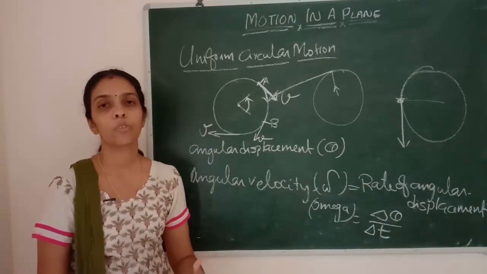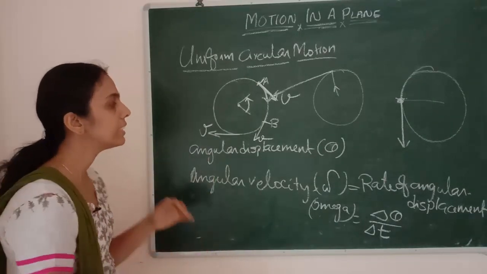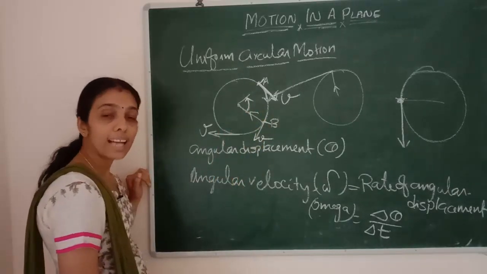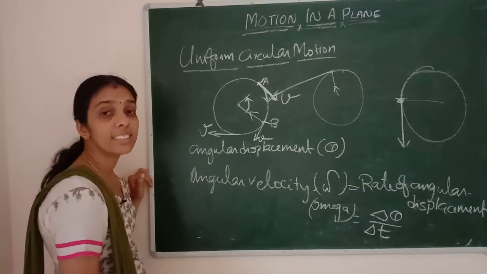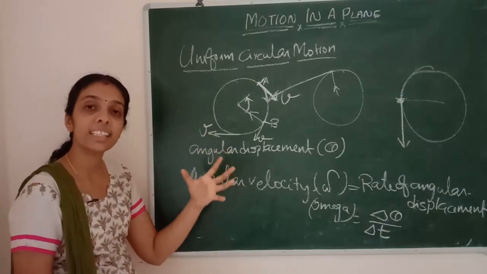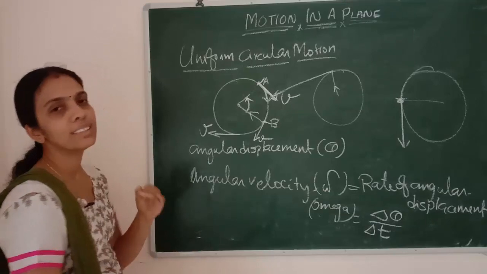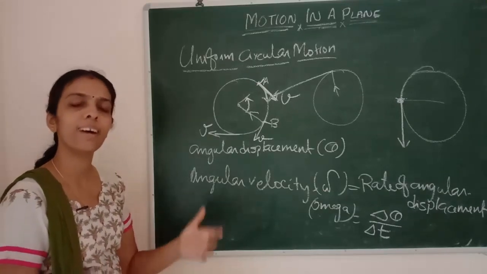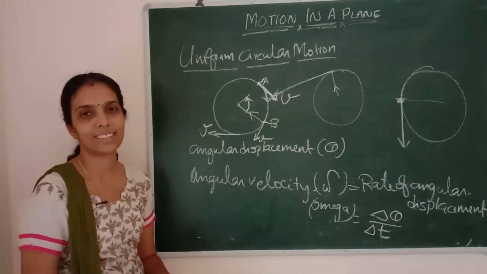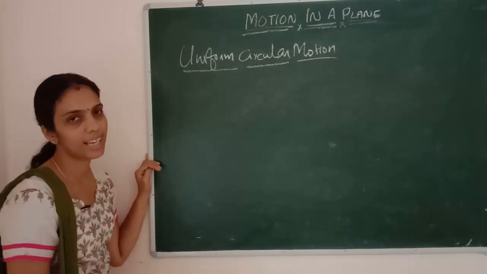So now we are going to find out the acceleration. Acceleration will be acting towards the center of the circular path. Okay, so that acceleration is called centripetal acceleration. From each and every point, an acceleration is acting towards the center. That acceleration is known as centripetal acceleration. Now we are going to derive a formula for centripetal acceleration.